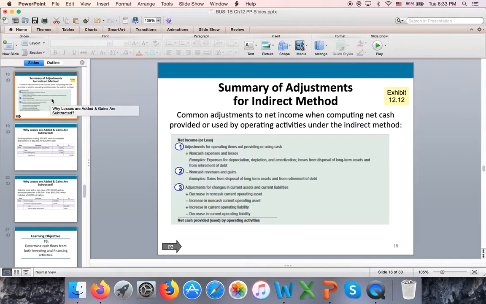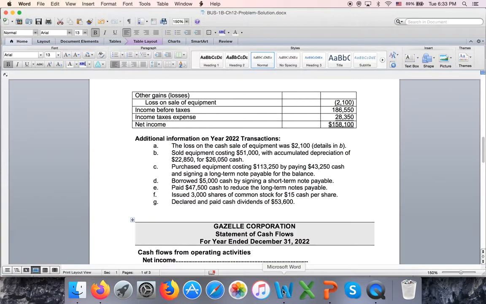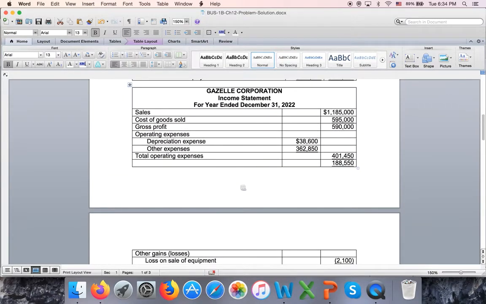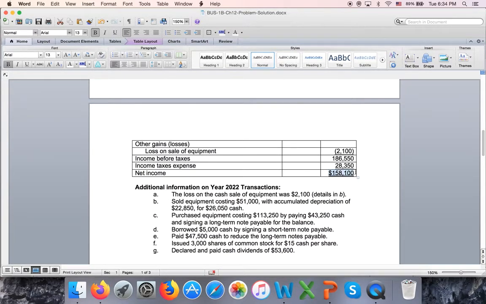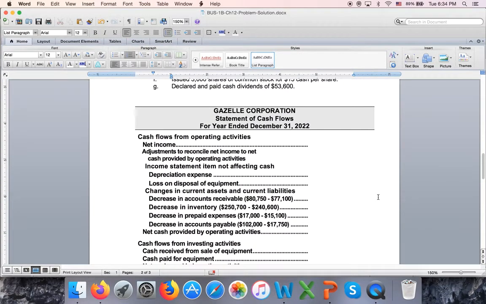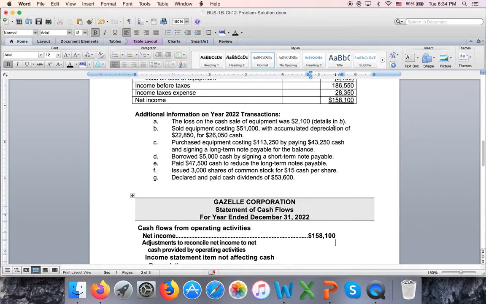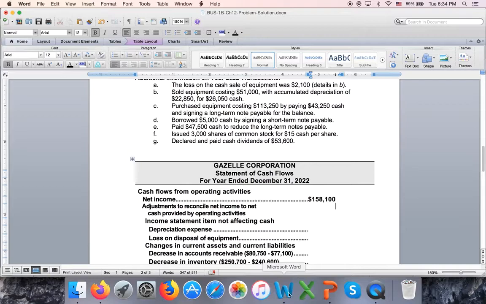Okay, enough about that. So let me follow these steps using the illustration example. We have this example right here. We need to take, first of all, net income. So this is my net income, $158,100. This is the statement of cash flows, cash flows from operating activities. So the first thing we're going to do, we're going to take this net income, accrual net income.